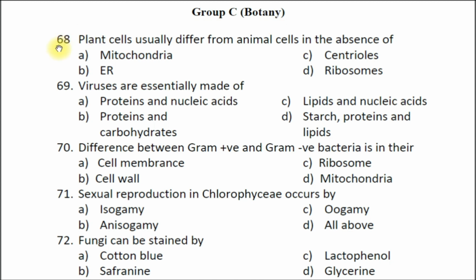So question number 68, the first question in this video is: plant cells usually differ from animal cells in the absence of. Note the word absence of. A. Mitochondria. B. ER. ER stands for endoplasmic reticulum. C. Centrioles. D. Ribosomes. And the correct answer is C. Centrioles. Centrioles are absent in plant cells.